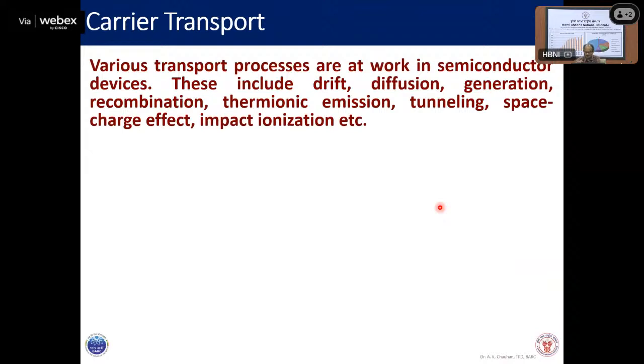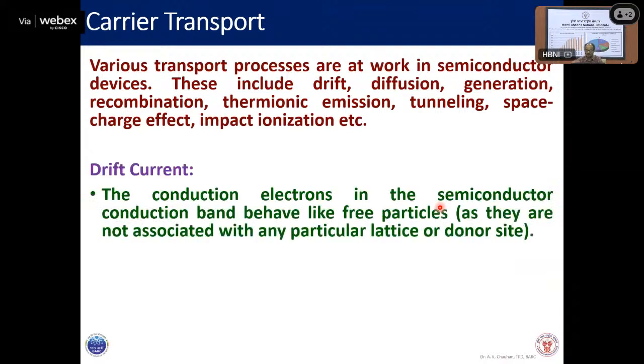We'll very quickly understand each of these in a qualitative way. We are not doing any mathematical derivations because that will take too long, so we are just understanding concept-wise. The first is drift. We'll come to diffusion and generation one by one. So what is drift? You have an electron, suppose let us consider it is now inside a conduction band. Inside a conduction band, it behaves like an almost free particle.